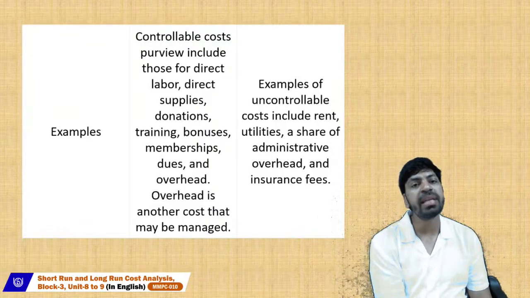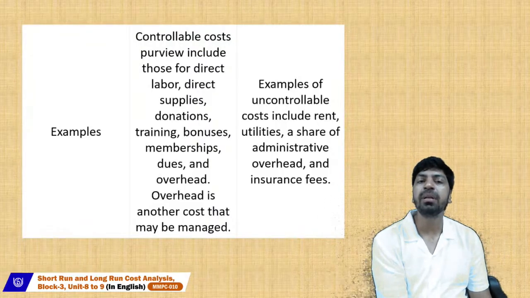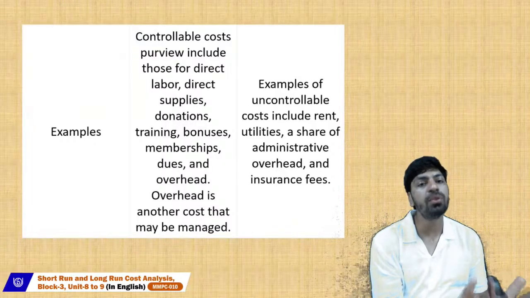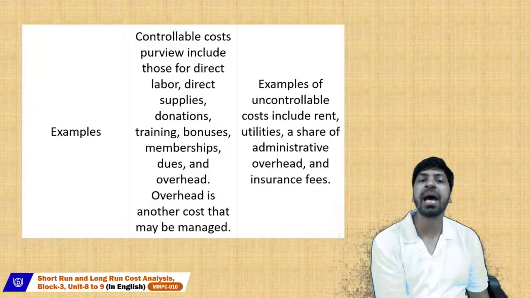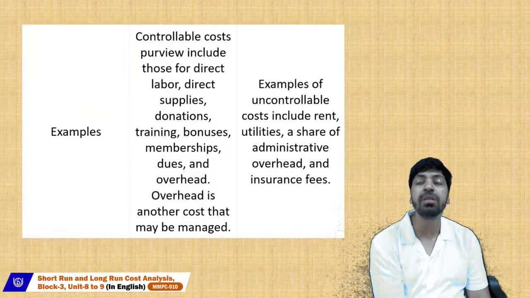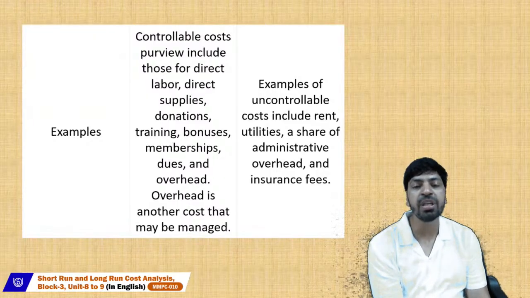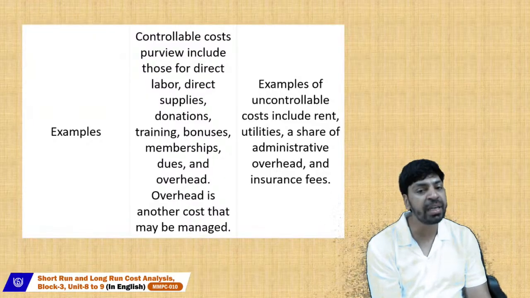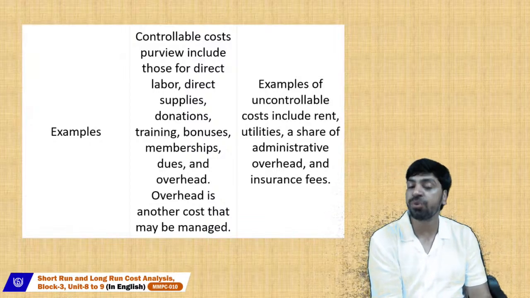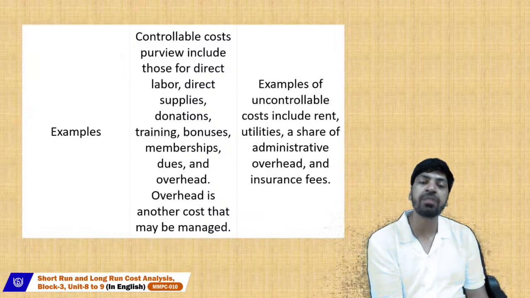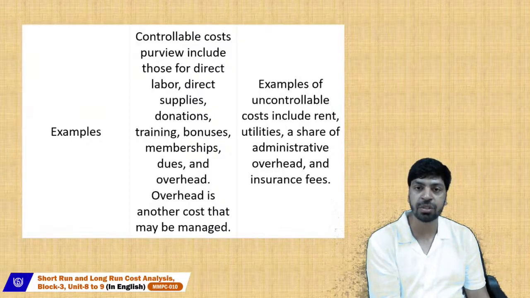Let's talk about the examples. Controllable cost includes all those direct expenses like direct labor, direct supply, donations, bonuses, any training and development, memberships, any dues, any overhead. Overhead is also another cost. It could be controlled, it could be managed according to the requirements of the organization.